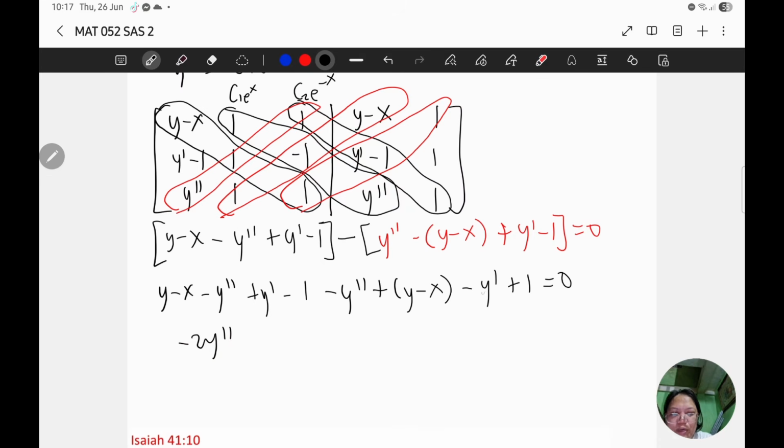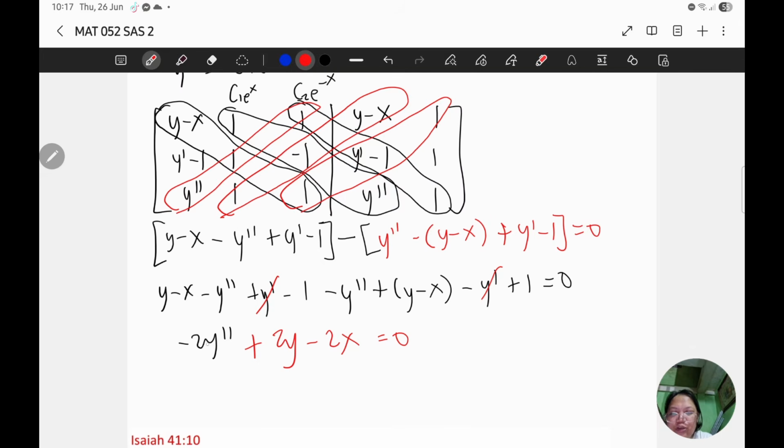Next is y prime. Y prime minus y prime. Is that correct? Y prime minus y prime is 0, so this one is cancelled out. Then we have the constants. So y minus x plus y minus x. So y plus y is 2y. Negative x minus x is negative 2x. Then negative 1 plus 1 is 0.